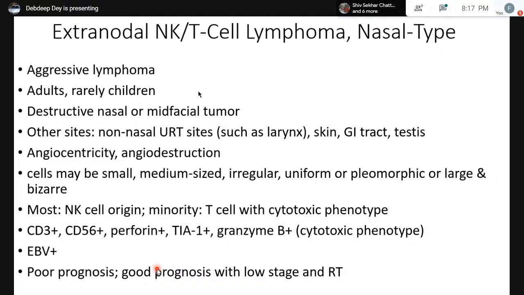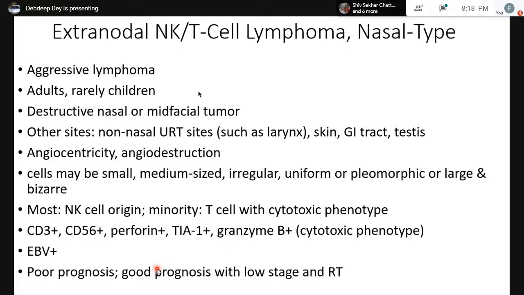Destructive nasal or midfacial tumor. Other sites, such as the non-nasal upper respiratory tract sites such as the larynx, may also be infiltrated. Skin, GI tract, testes, all can be infected. It is characterized by angiocentricity and angiodestruction. Cells may be small or medium-sized, irregular, uniform or pleomorphic, or large or bizarre cells. Most cells have NK cell origin, with a minority having a T cell cytotoxic phenotype.